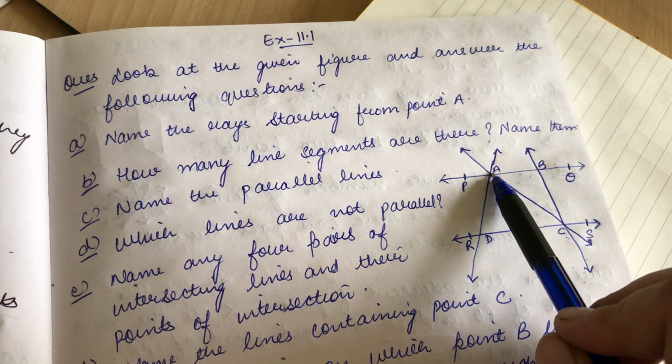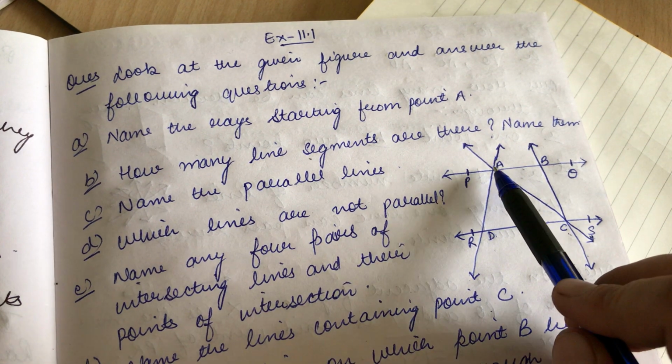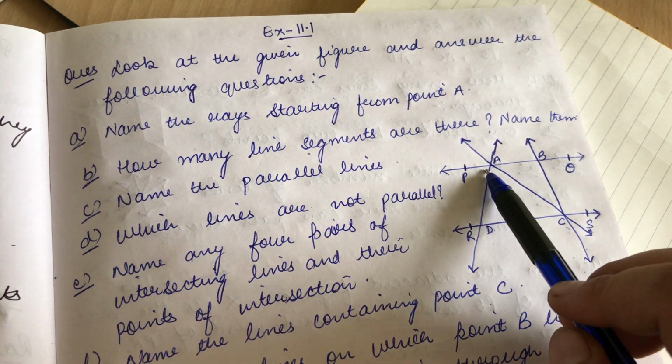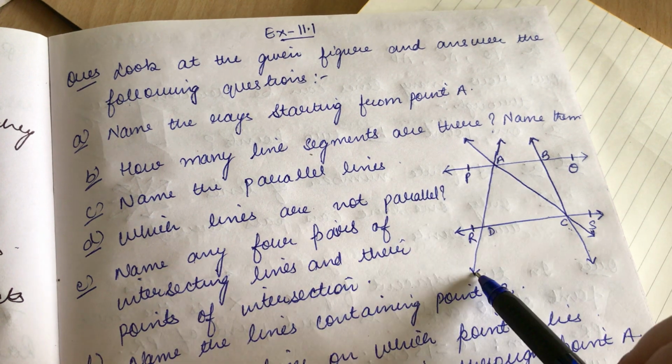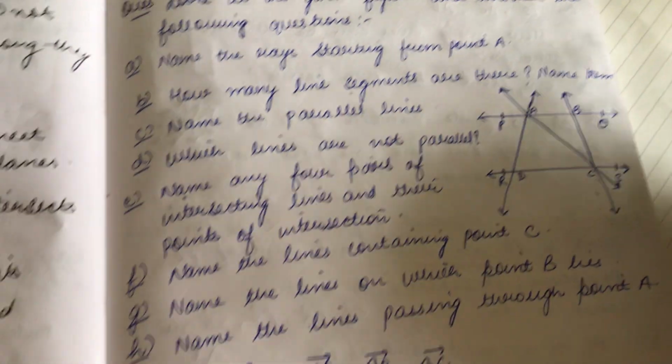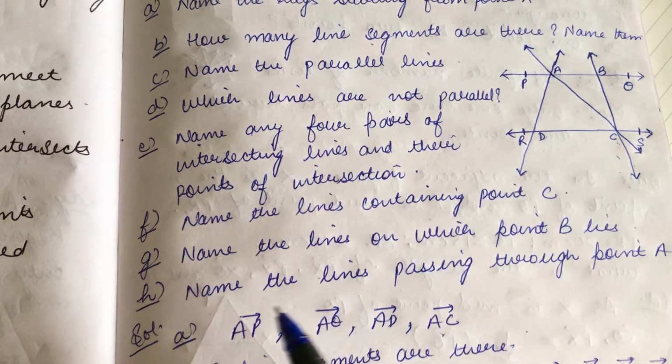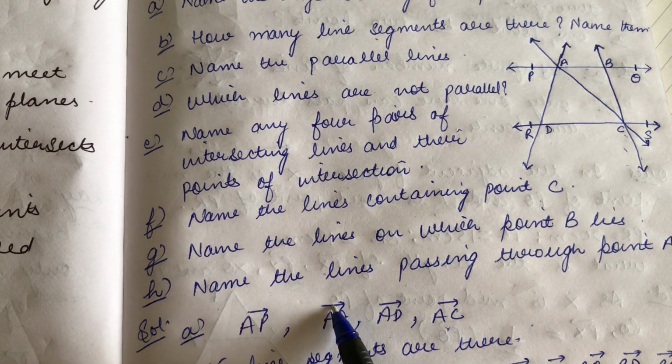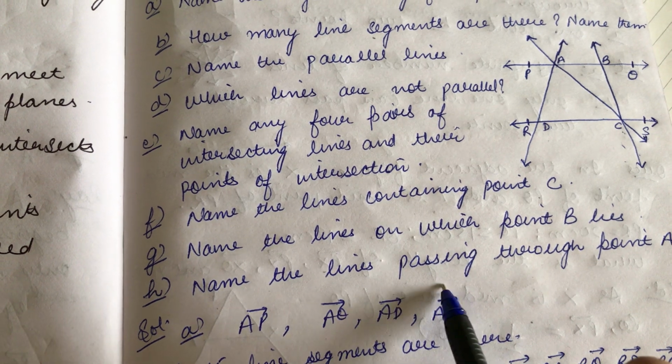Now this is the point A, from which all the rays are starting. First is AP, AQ, AD, AC. So these are the four rays that start from the point A. Always we use the symbol for ray like this, an arrow.